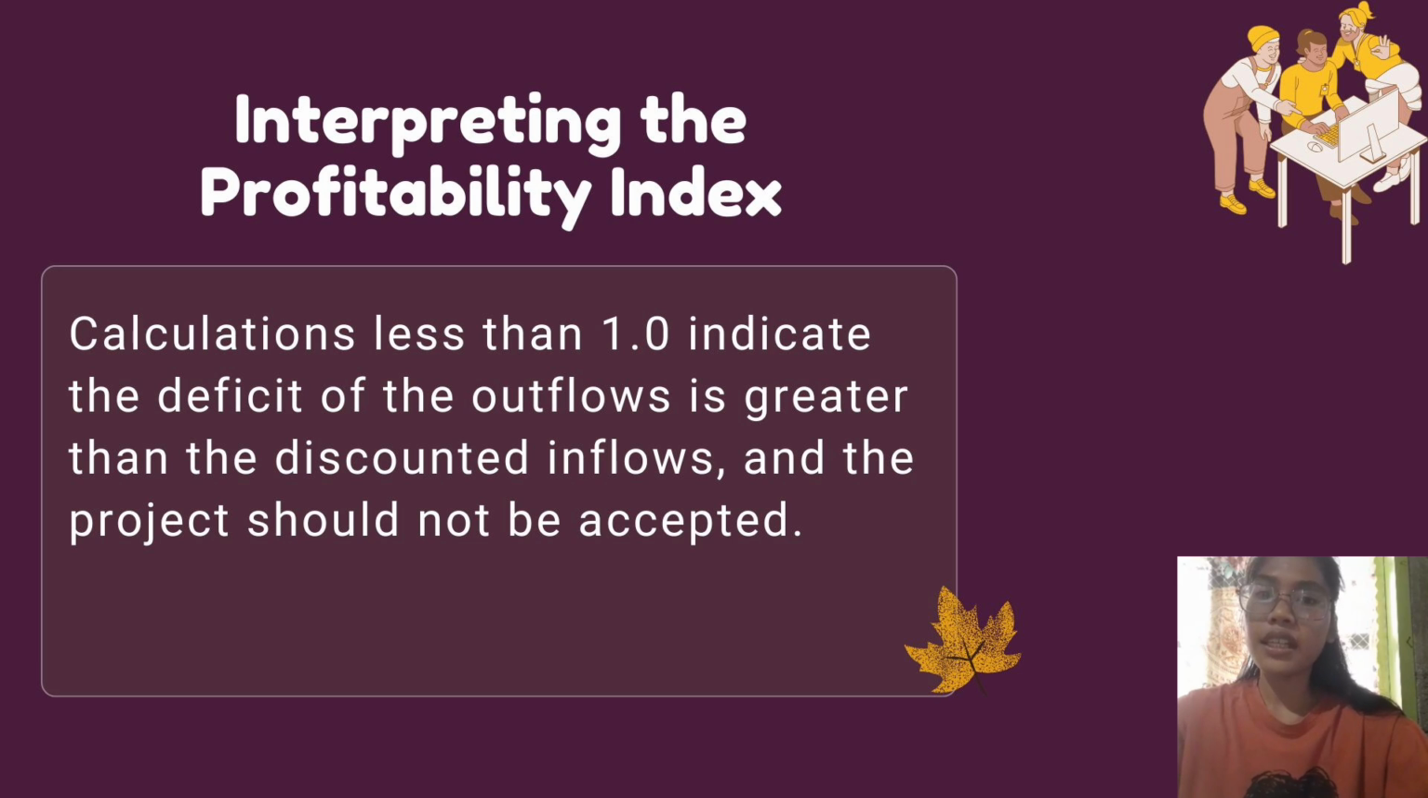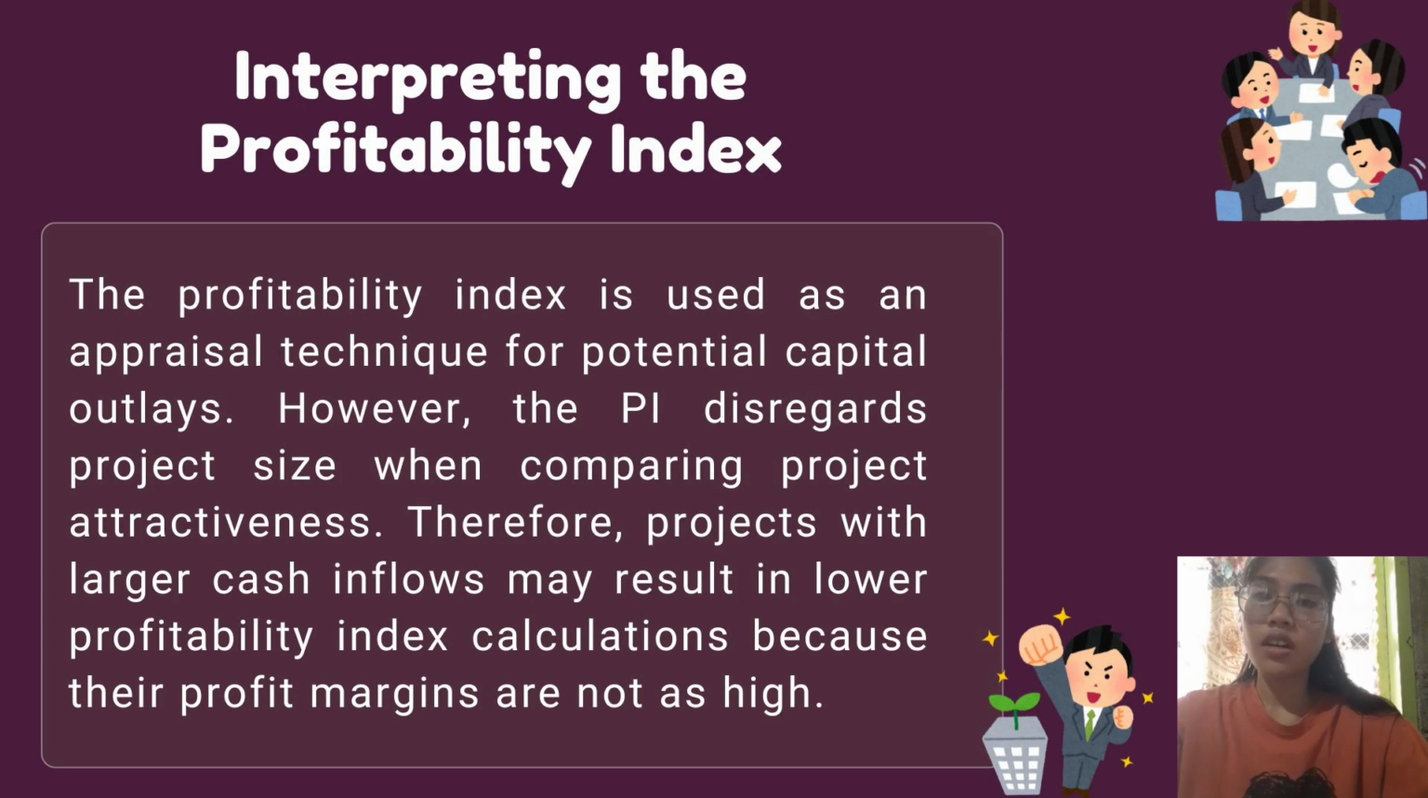The profitability index is a tool used to evaluate the potential of an investment project. When the PI is less than 1.0, the cash inflows are less than the cash outflows. This means that the project will likely result in a loss and should not be accepted. The PI measures how much value the project generates for each unit of investment. However, it does not consider the size of the project. Large projects with big cash inflows might have a lower PI because their profit margins are smaller.